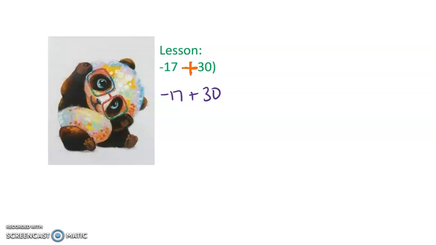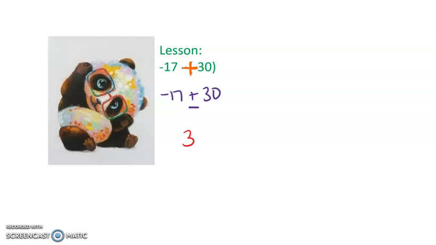So now I can look at this and I can say, all right, my 17 is negative, my 30 is positive. I have two different signs, so that's a fight. I know that I need to subtract these two numbers, and I need to take the sign of the bigger number. Well, if I look at 17 and I look at 30, I can see that 30 is bigger. So whatever my final answer is going to be has to be the same sign as the 30, which is positive. So my final answer is going to be positive.